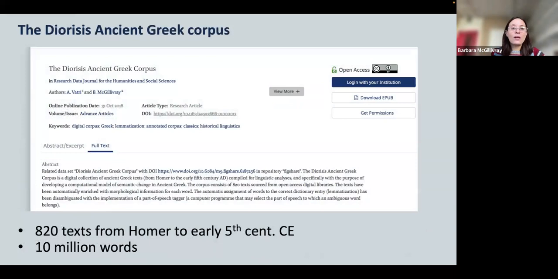But the idea is that this was a project that was funded initially by the Alan Turing Institute, and it was an interdisciplinary team involving classicists, computer scientists, a statistician, a digital humanist, and myself. And we wanted to really test these models on an ancient language. At the time, no one had done that. So we had to start by building a corpus. And so we built the Diorisis Ancient Greek corpus.